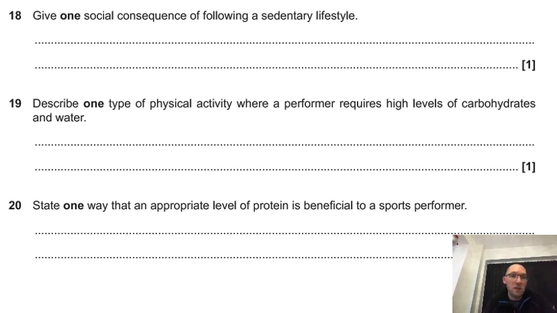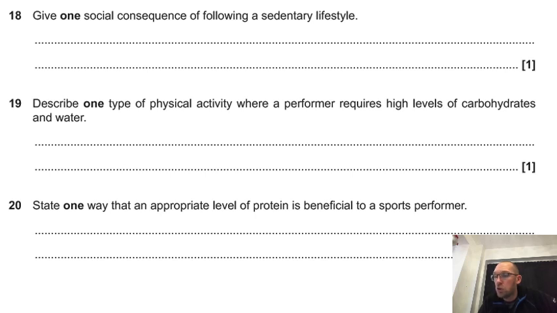Now number 19. Describe one type of physical activity where a performer requires a high level of carbohydrates and water. So most again scored 1 AO2 mark here, with a favourite being a long distance runner. Others merely put the name of an activity with no attempt to describe, e.g. marathon, and therefore did not score this mark.